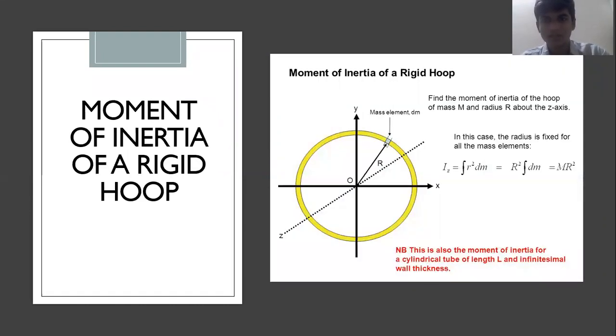Moment of inertia of a rigid hoop. Find the moment of inertia of the hoop of mass m and radius r about the z-axis. In this case, the radius is fixed for all mass elements. Iz is equal to integral r square dm, which is equal to r square integral dm, which is equal to mr square.